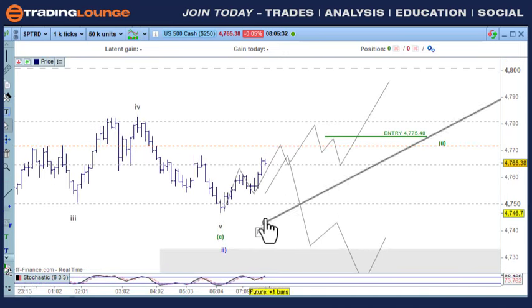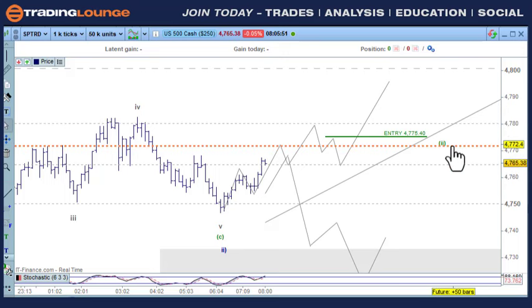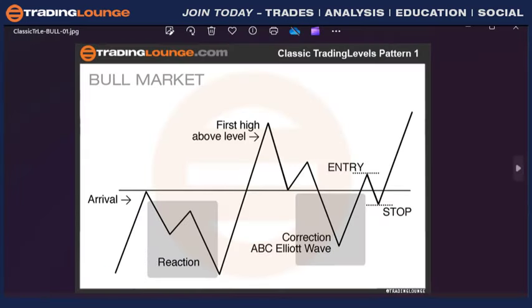I don't know, but first of all, let's just see if we get this 1, 2, 3, 4, 5 here, and then this ABC pattern here. What I'm saying is that this is all subgroup 2 here, 65, 4765, 72, and 80 here. So it would be in group 2. If you can see a tested support on 772, with a classic trading levels pattern here: the arrival, the reaction, the first high above the level, the ABC pattern, just the one we were looking at a moment ago, on this 772 here, then this is the entry over here for that.